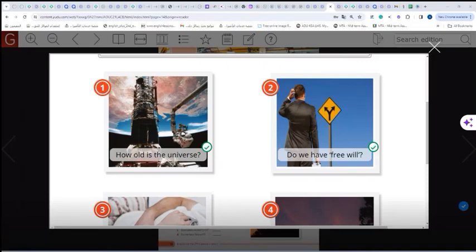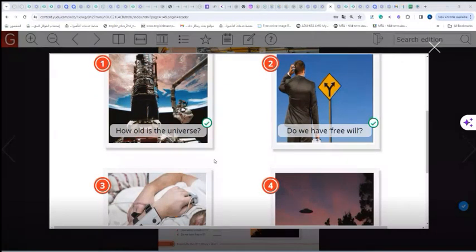That's okay. How old is the universe? Do you know? Anything? Billions of years. Yes, millions of years. Yes, maybe billions of years. Okay. So, dear students, do we have free will? Do we have free will? Yes.